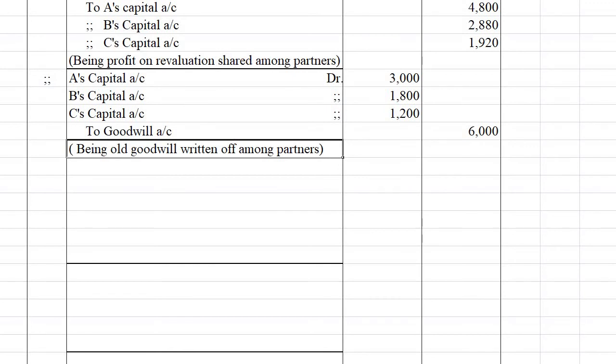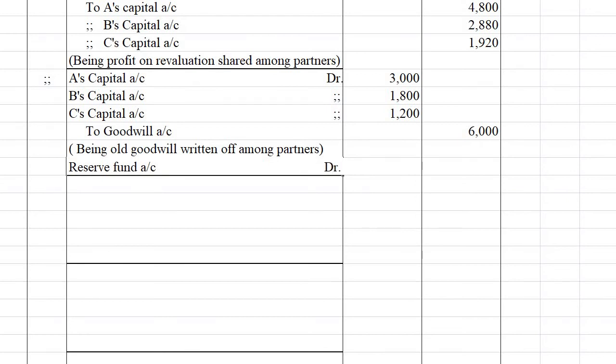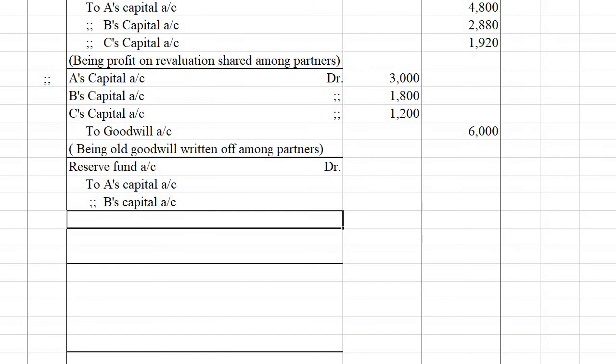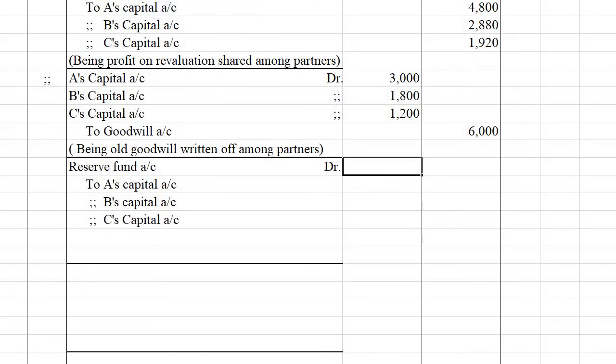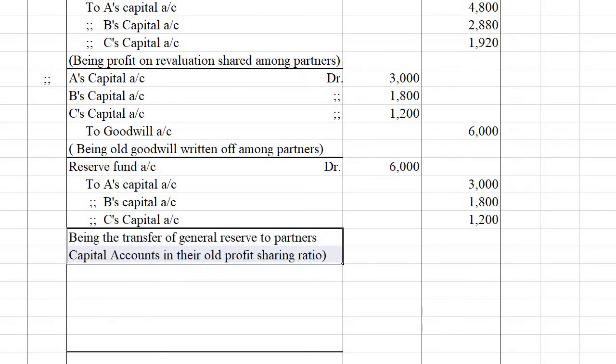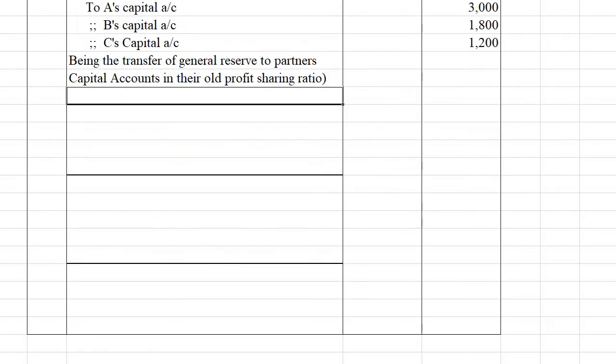Then now the next one is from the balance sheet we have to transfer reserve. So reserve debtor to old partners capital, to A's capital, to B's capital, to C's capital. General reserve we have total 6000 and shared among the partners in their old profit sharing ratio. And narration is written here being the transfer of general reserve to old partners capital in their profit sharing ratio.